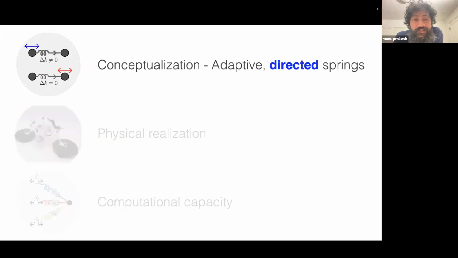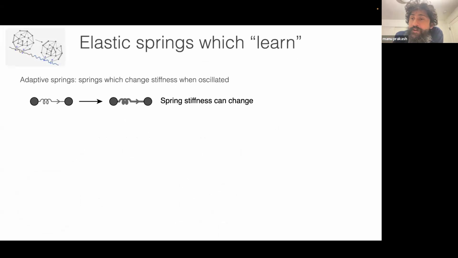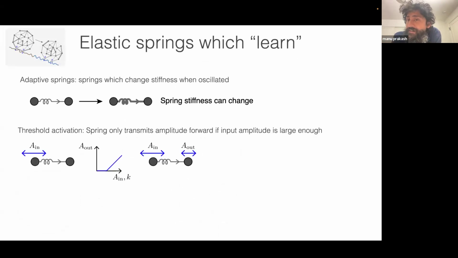So I'm just going to tell you the conceptual framework for this. The first thing we thought about is let's build a certain class of springs that could change stiffness. Now, that's a fairly easy idea. Your memory foam does that. Lots of materials out there can change stiffness.